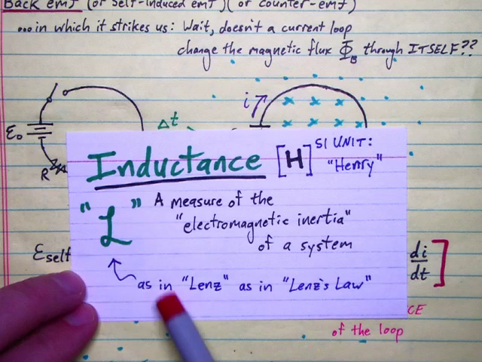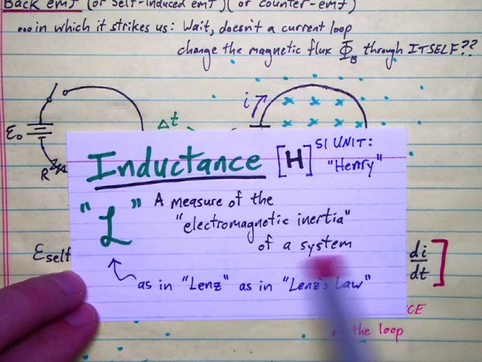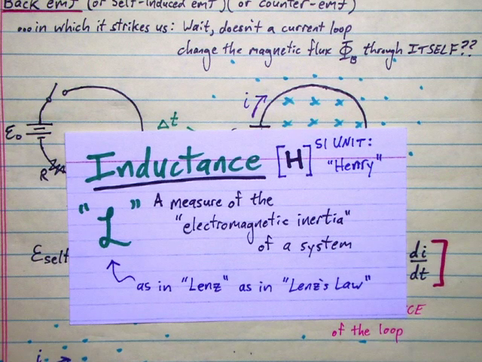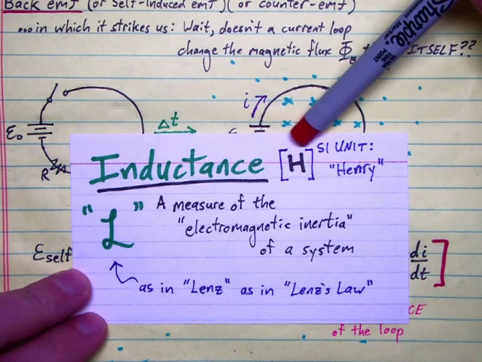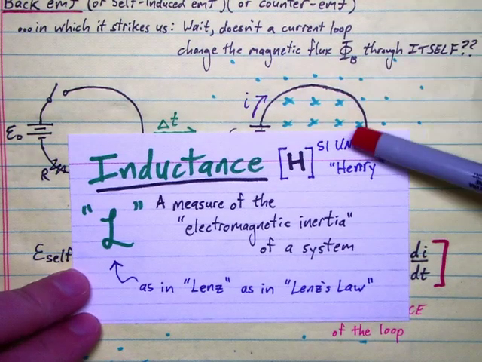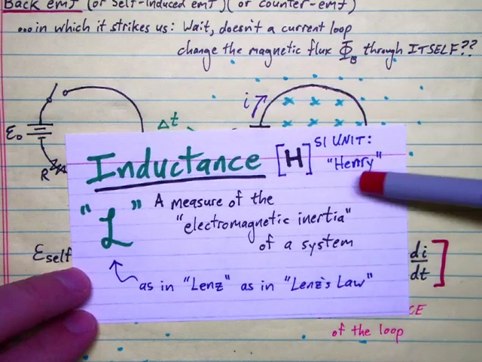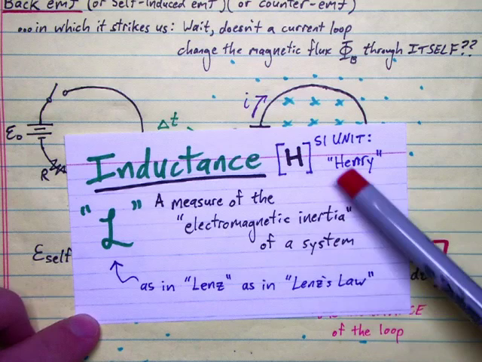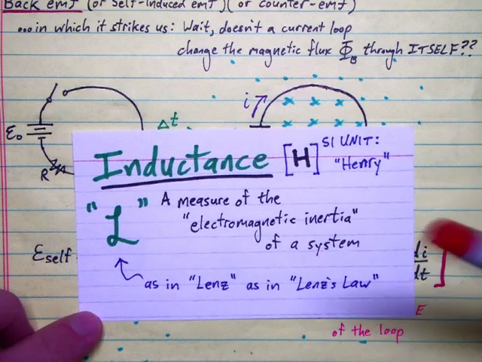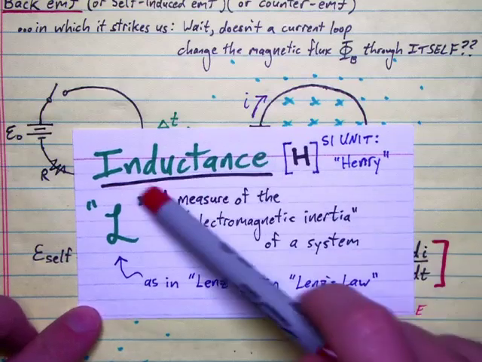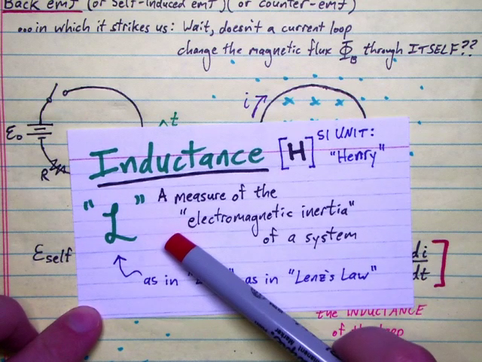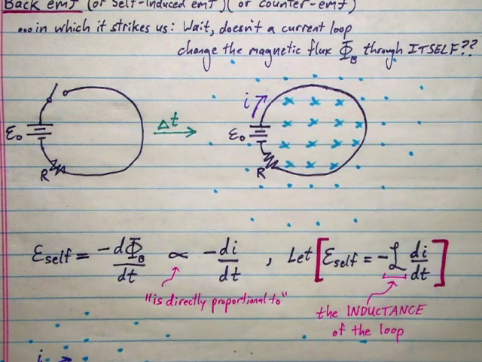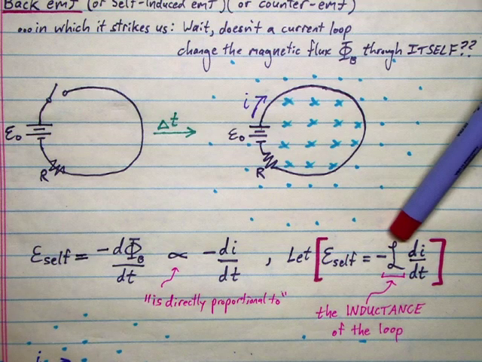It's an L, short for Lenz, as in Lenz's law, named for that same fellow, Emil Heinrich Lenz. He was a Russian. The unit for inductance, the SI unit, is the Henry, capital H, named for an American physicist, Henry. And we'll discuss inductance more in the future, how to compute inductance for some system, how to find an expression for the inductance. But for now, let's just let it be this proportionality constant here.